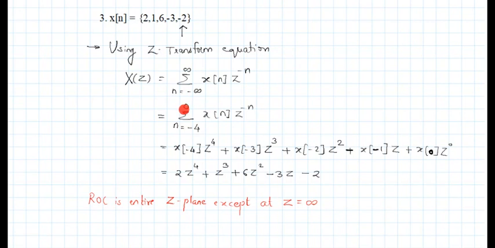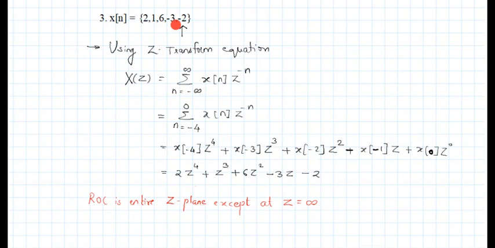The next step now is to simply expand the summation for various values of n. So let us now substitute n as -4, -3, -2, -1 and 0. For these particular values of n, we have expanded the summation as shown here. In the next step, we have appropriately substituted the sample magnitudes, and this is the equation of the Z transform we have obtained for the given sequence.